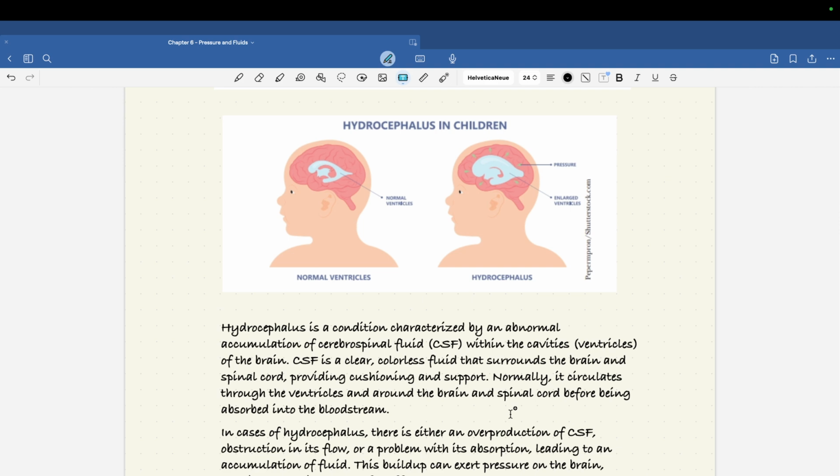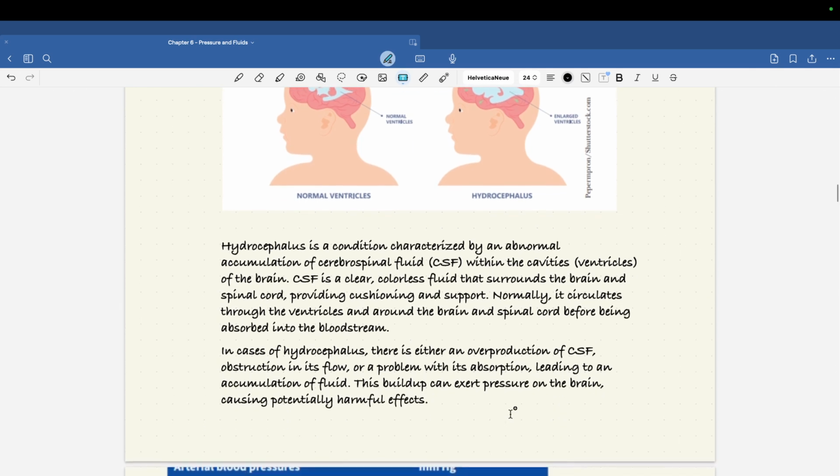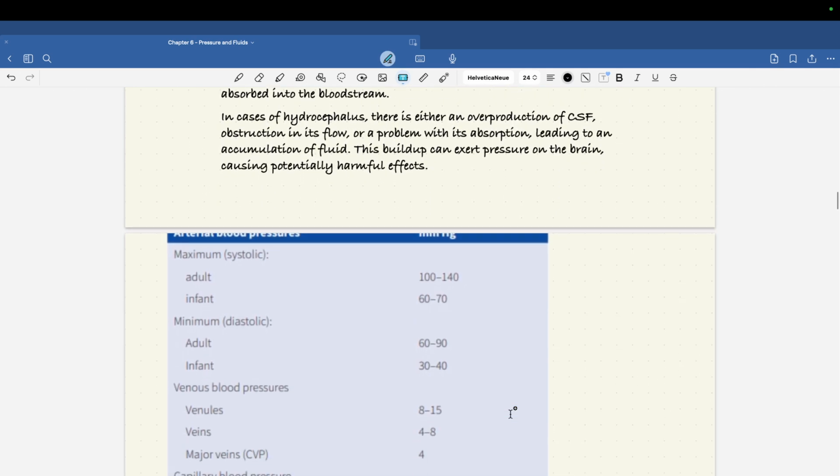Hydrocephalus in children. It's a condition characterized by an excess of cerebrospinal fluid within the cavities of the brain. That's when the flow rate is affected and it collects around the brain and spinal cord before it gets absorbed into the bloodstream. So here we have extra pressure on the brain, which can lead to very harmful effects.